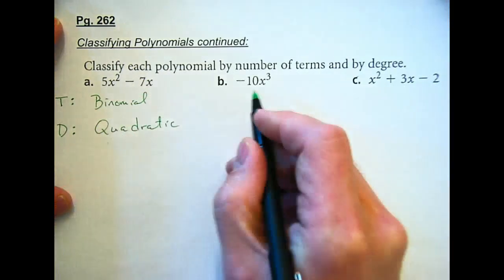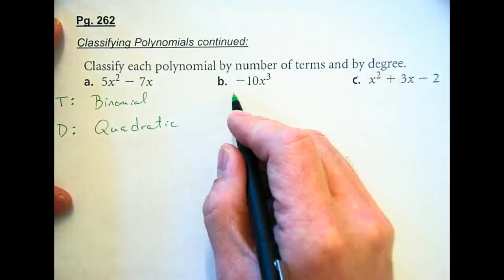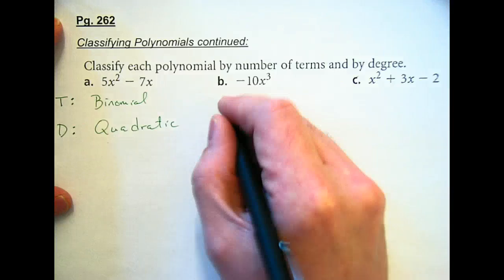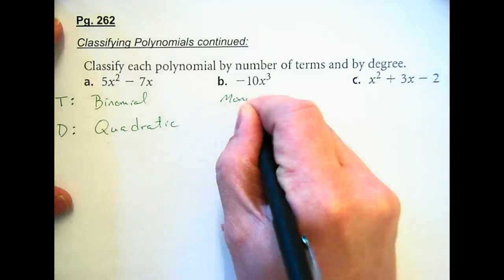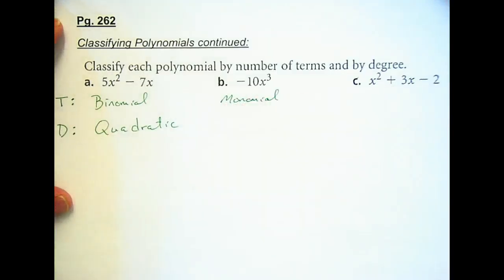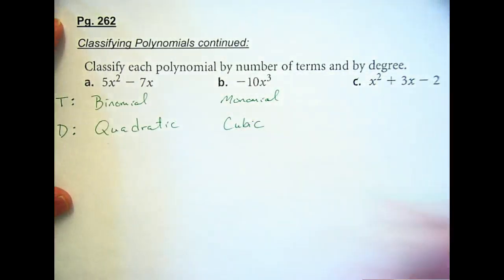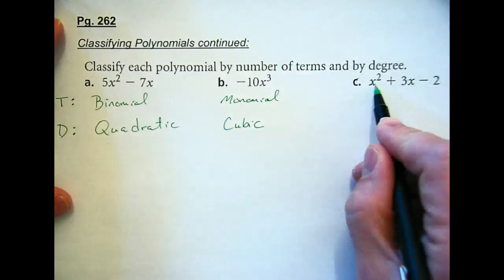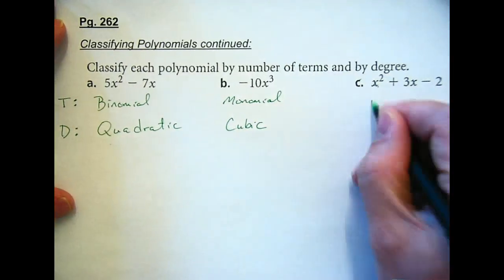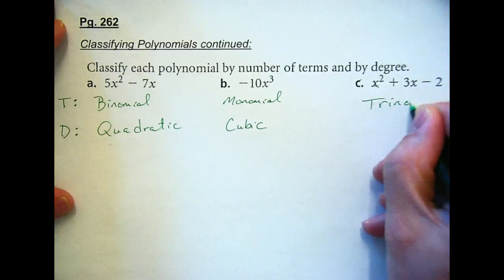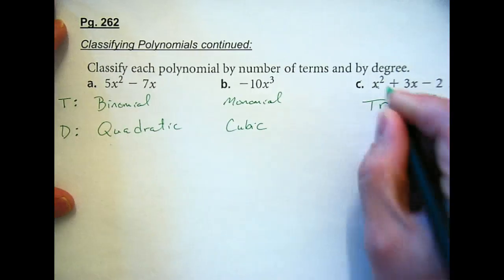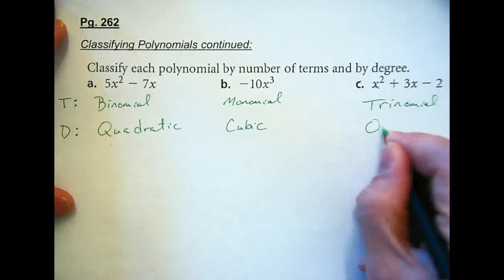Okay. Letter B, one term is? Monomial. And 3rd? Cubic. And letter C, 3 terms? Trinomial. And degree is? Quadratic.